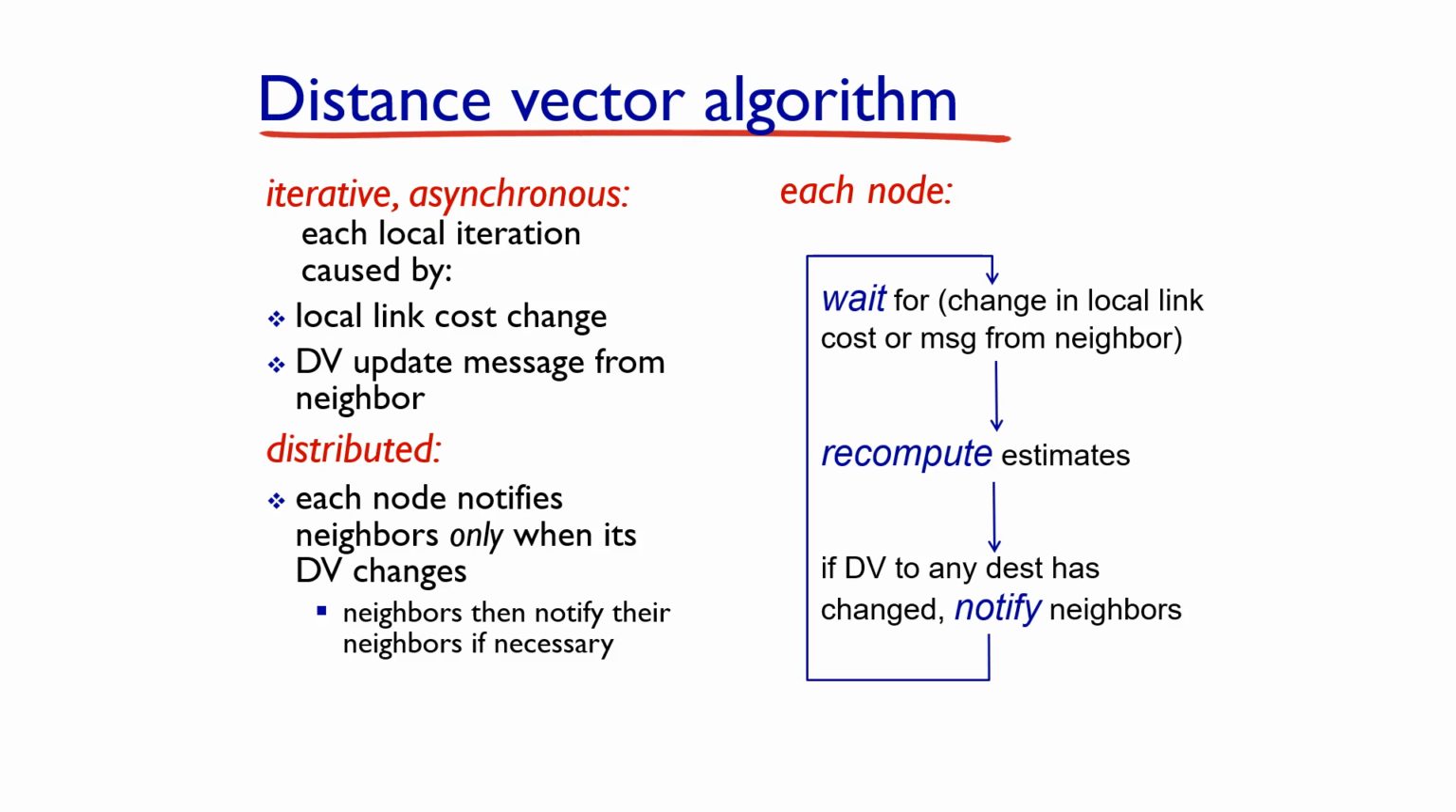So it is known as a distributed algorithm. When a neighbor changes its information, it will update the new information to every neighbor of it. The algorithm works in a loop infinitely forever, and it waits for a cost change or a message from its neighbor. Then it recomputes the distance vector table, and this updated table is notified to all its neighbors.